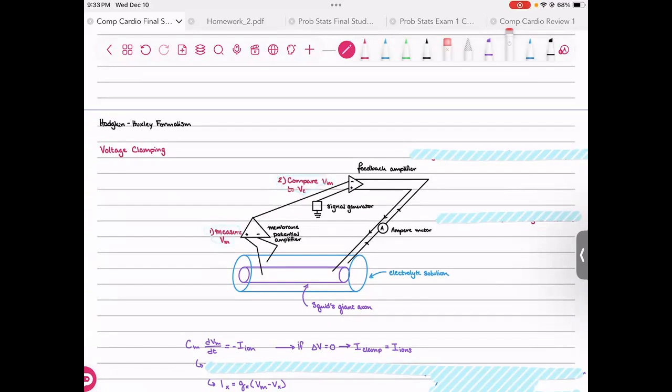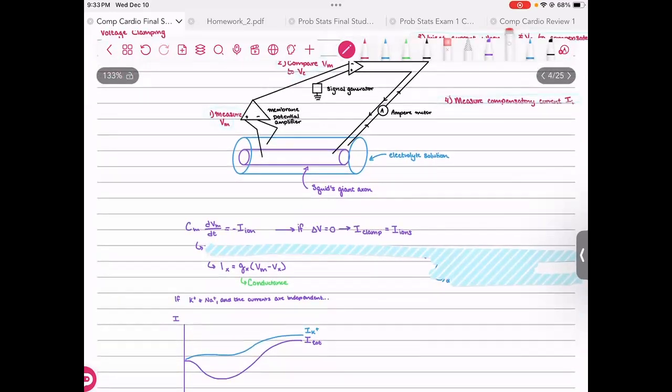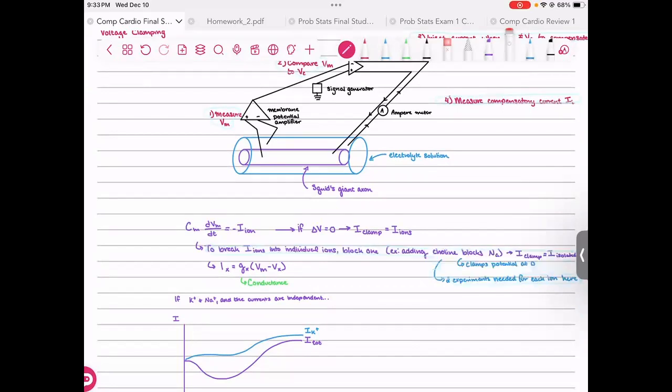Then you compare the membrane voltage to the voltage that you want to clamp. So that's what you're trying to reach. You can then inject current when the membrane voltage and the clamped voltage do not correspond, and then measure the compensatory current I_I. Using the formulas that we just looked at above, especially that the current is equal to the conductance times the change in voltage, you can see essentially what the current of a single ion type in that axon is.